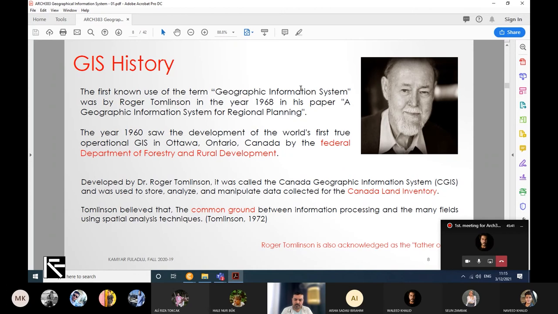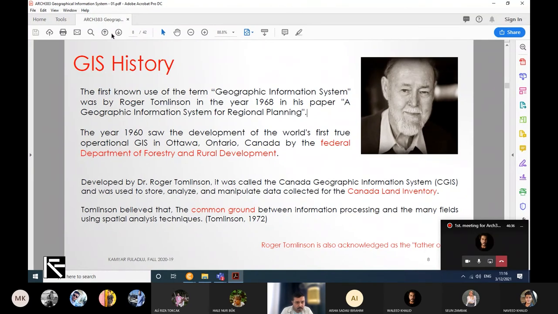They had a team that started to, let's say, collect the information, store, analyze, and manipulate it, all in the Canada Land Inventory. Roger Tomlinson is known as the father of the GIS. Tomlinson also believed that this GIS could be a ground, or a base, for many other fields, those that are going to use spatial analysis techniques. This is about GIS, a very quick history.